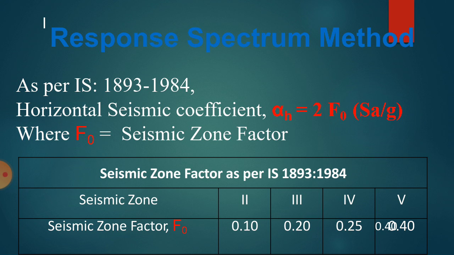Now the second method is the response spectrum method. As per IS 1893-1984, the horizontal seismic coefficient is found by the formula alpha h equals 2 F0 Sa upon g, where F0 is the seismic factor. As per IS 1893-1984, the seismic factor for zone 2 is 0.1, for zone 3 it is 0.2, for zone 4 it is 0.25, and for zone 5 it is 0.40.